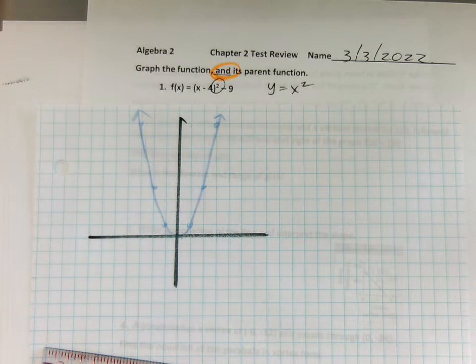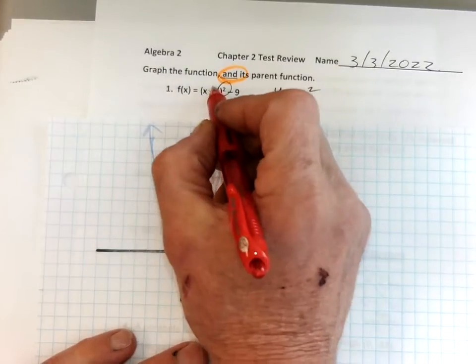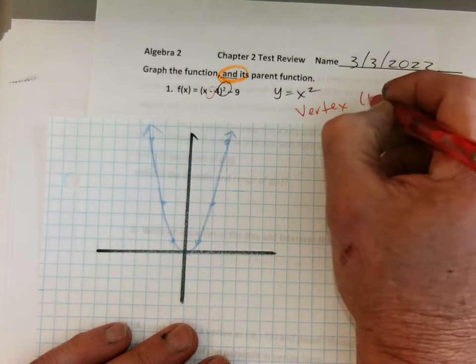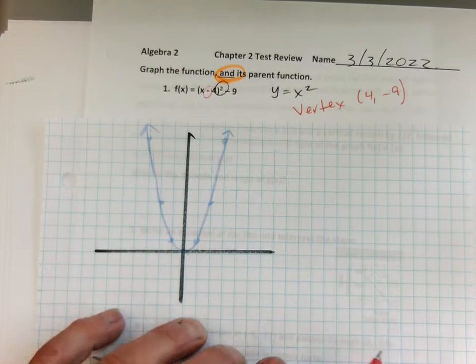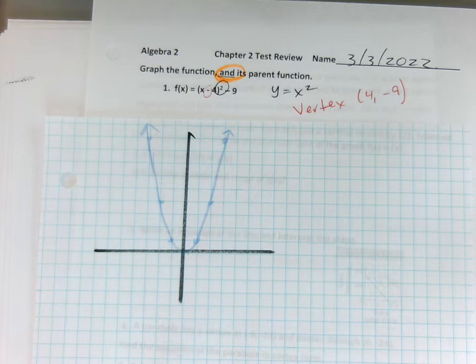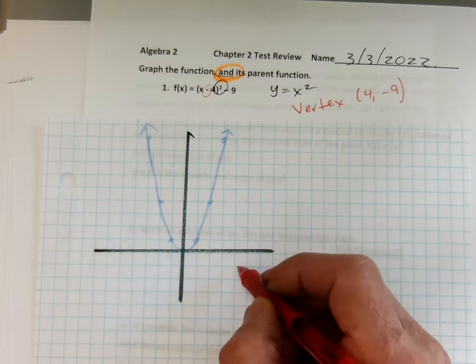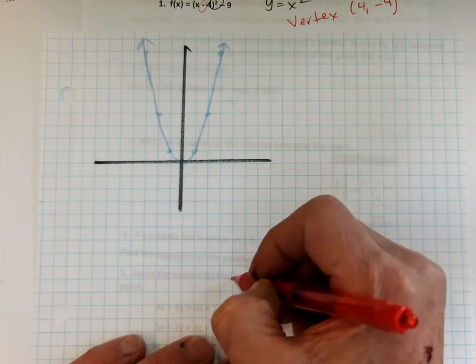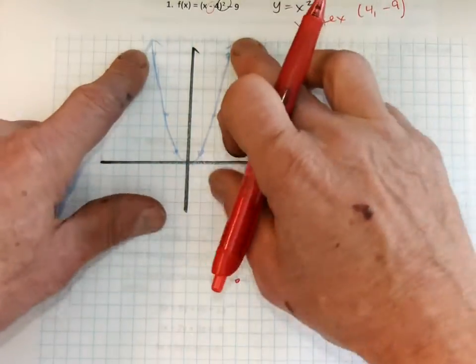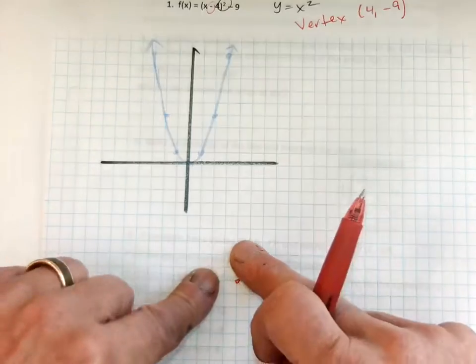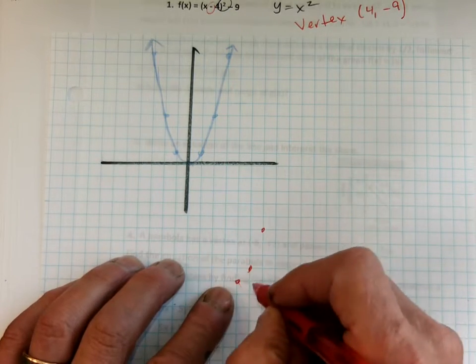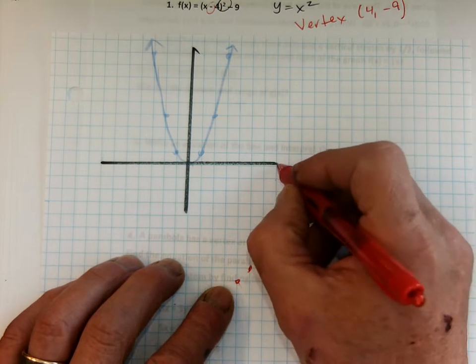Now, what we want, though, is this parent function translated. Because of the negative 4, the vertex is at positive 4, negative 9, because it's the opposite of the inside. So then we're going to go to 4, and then down 9. And it's the same graph. We just are going to move our parent function to here. So I'll still do my 1, 1, my 2, 4, my 3, 9.